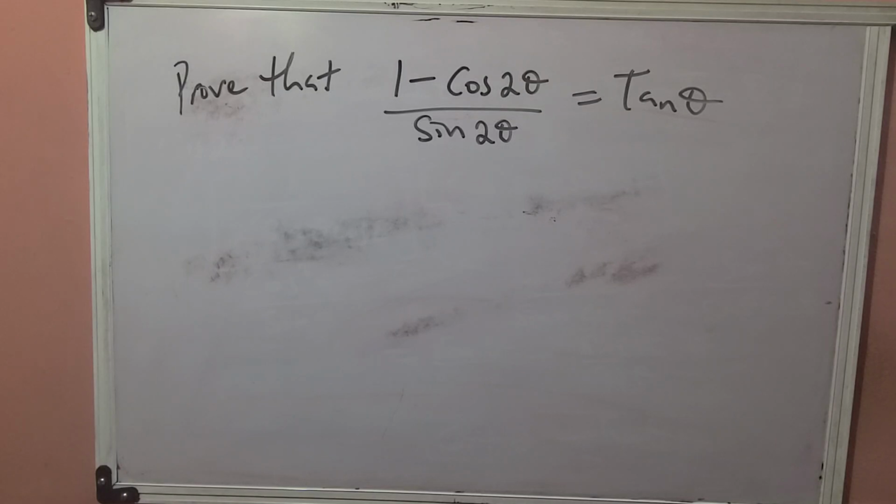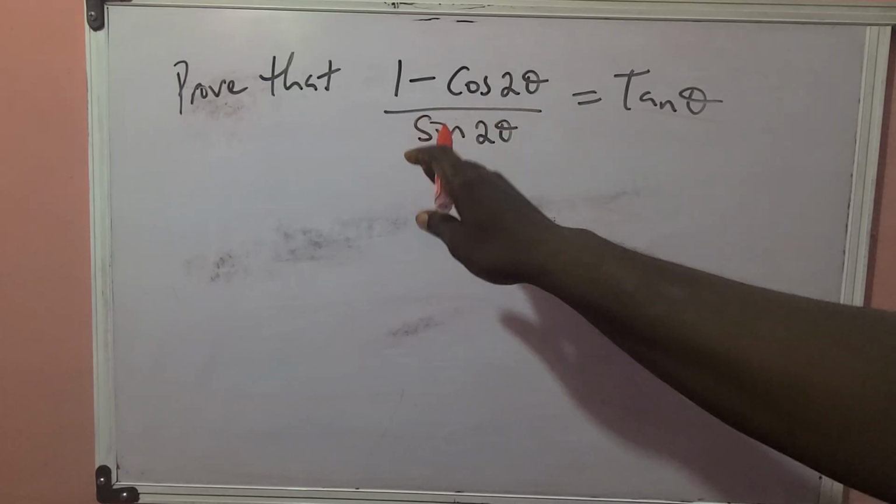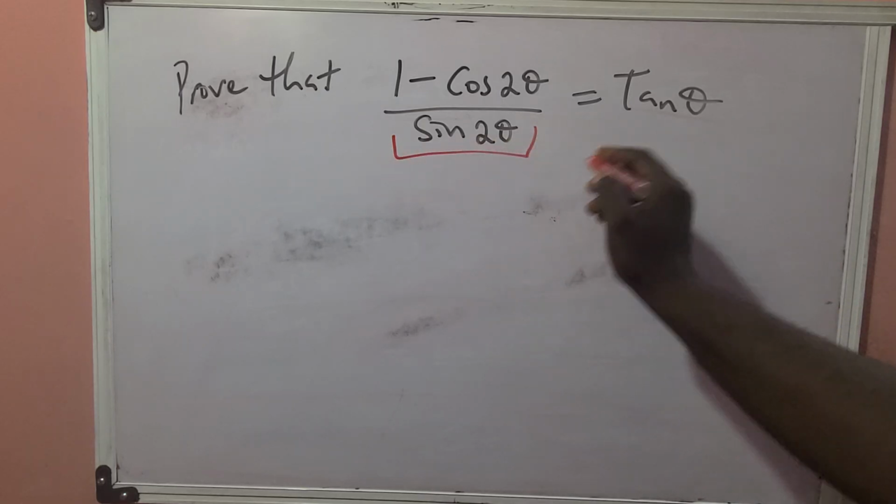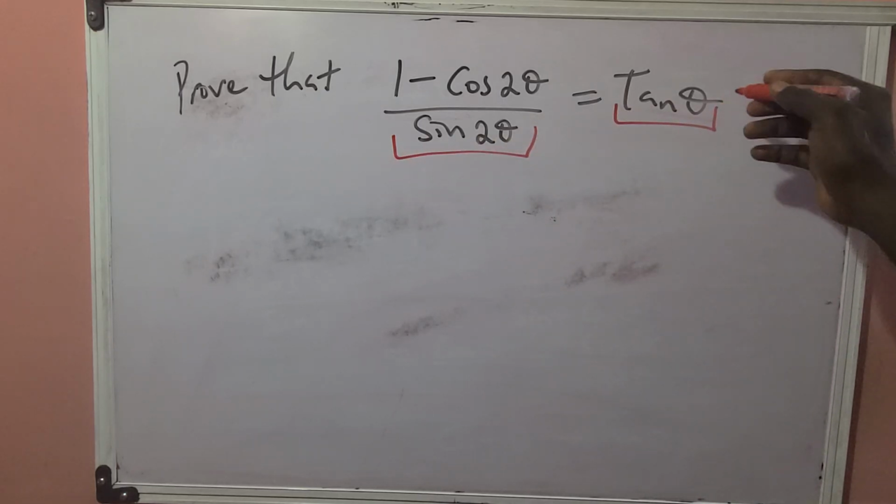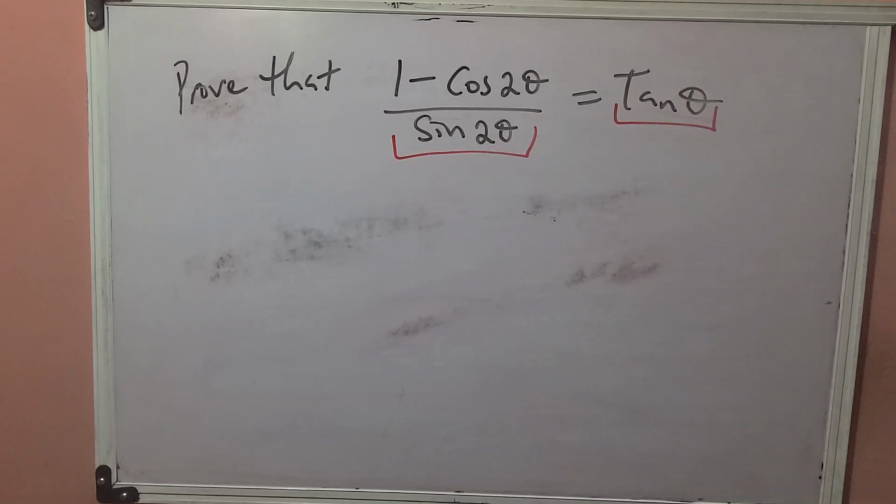All right, in this video, we're told to prove that (1 minus cos 2 theta) over sine 2 theta equals tan theta. The very first thing you always have to look into while trying to solve questions like this is, because you are told to show that this left-hand side is equal to the right-hand side, you have to evaluate everything and understand the direction you would have to take.